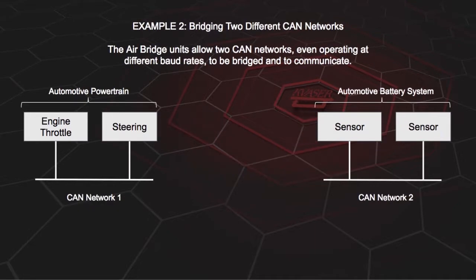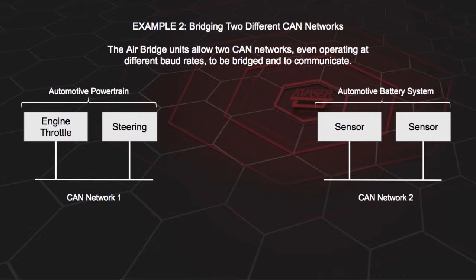Let's take a look at a second example, bridging 2 different CAN networks. The AirBridge units allow 2 CAN networks, even operating at different baud rates, to be bridged and to communicate. In this example, we have an automotive powertrain with a few example nodes of engine throttle and steering. We'll call that CAN network 1. And then a second CAN network called automotive battery system with several sensors on it. We'll call that CAN network 2.